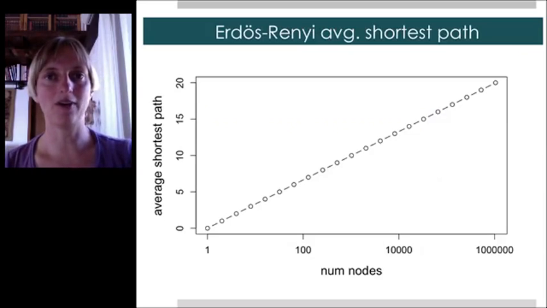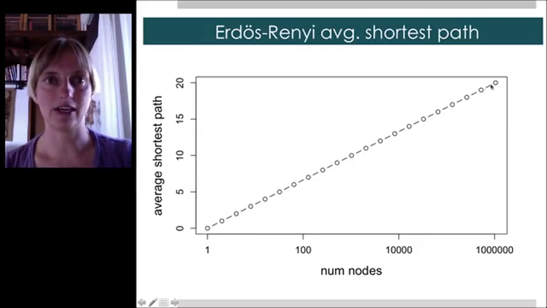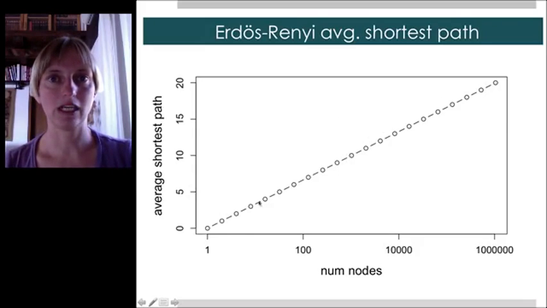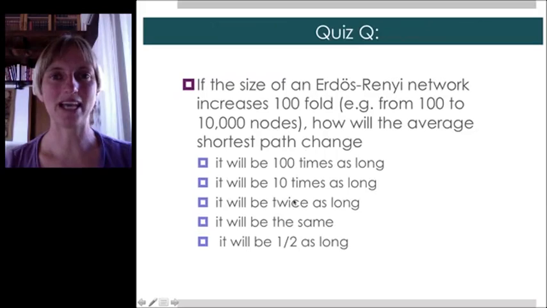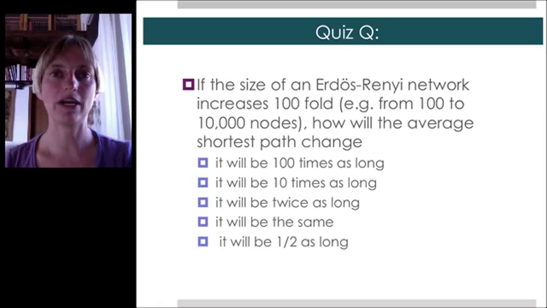So if we plot now the number of nodes on a logarithmic x-axis, what we can see is a straight line, meaning that this is the growth of the average shortest path. It's something like log n. And just to quiz you, I'd like to know what happens to the average shortest path in an Erdős-Renyi graph when the number of nodes increases 100-fold. So for example, you go from 100 nodes to 10,000 nodes. What will be the proportional change in the average shortest path?